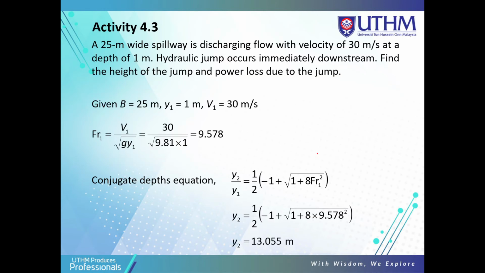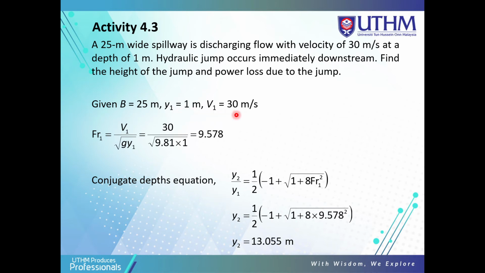Okay, so look at activity 4.3. A 25-meter wide spillway is discharging fluid at a velocity of this one at a depth of 1 meter. So we find the height of jump and power loss due to the jump. There is given the B here, a 25-meter wide spillway is discharging. So y1 is 1 meter.